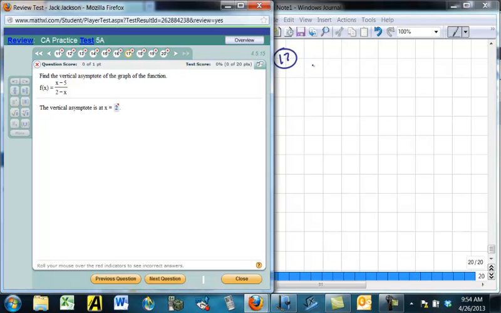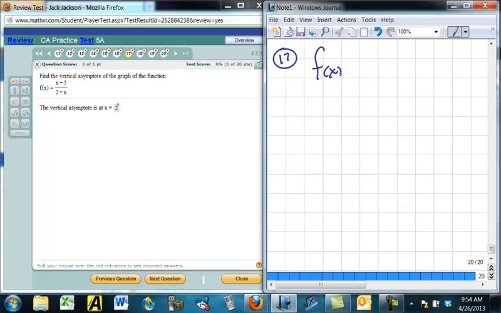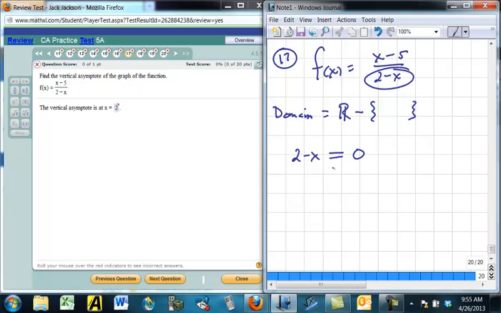Talk about asymptotes here. f of x equals x minus 5 over 2 minus x. Okay. First of all, let's talk about the domain here. The domain is going to be all reals except for things that make the denominator 0. So if 2 minus x is equal to 0, we've got a problem. So 2 minus x cannot be 0. Add x to both sides. 2 cannot be x. So the domain is all reals except for 2.